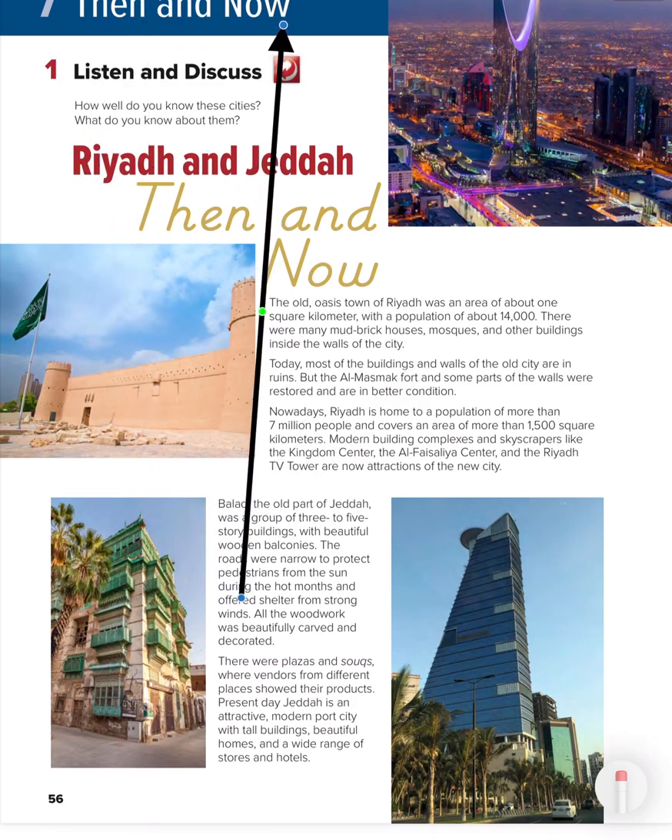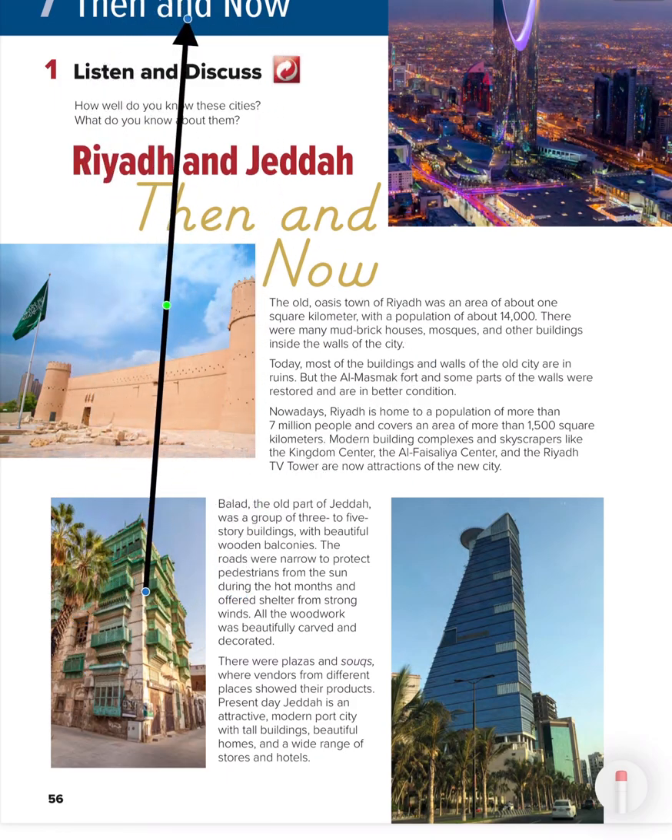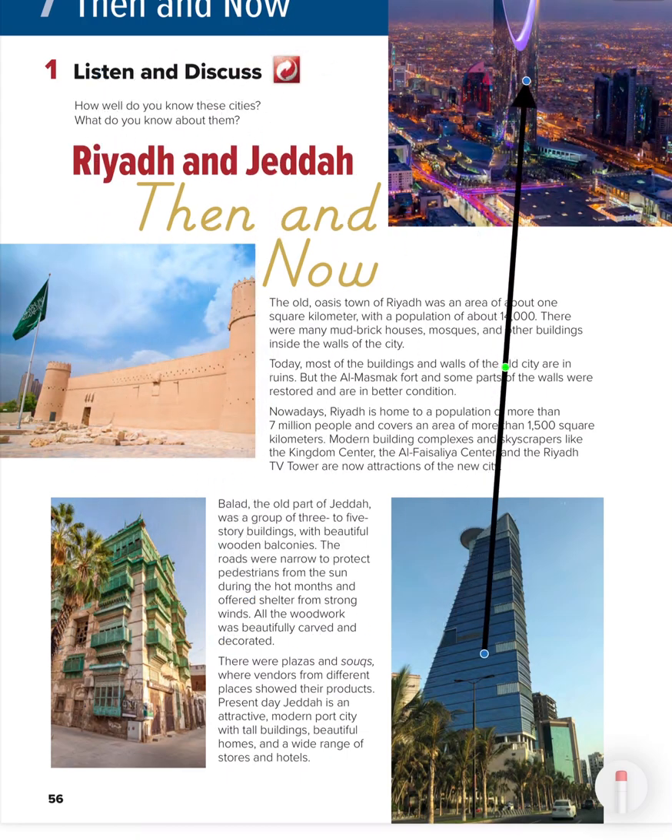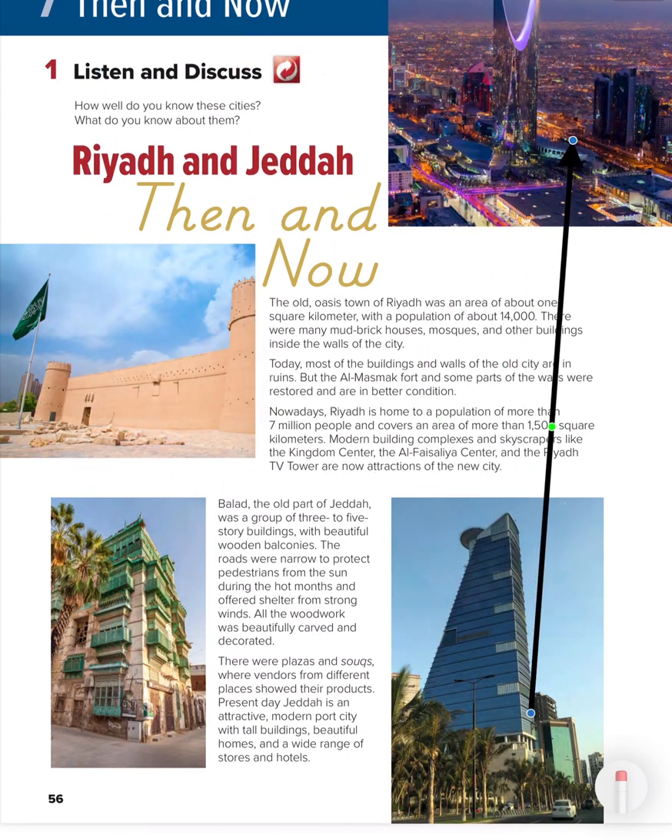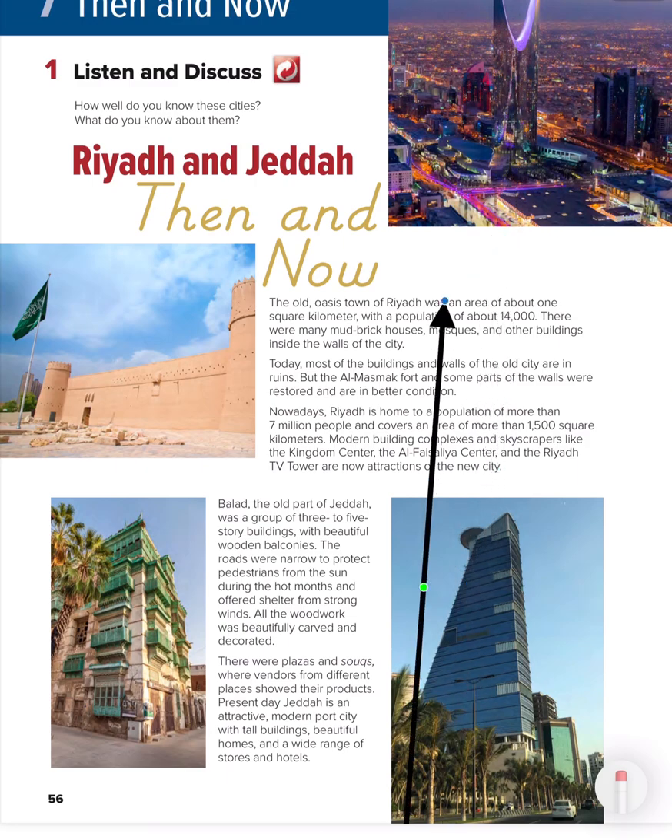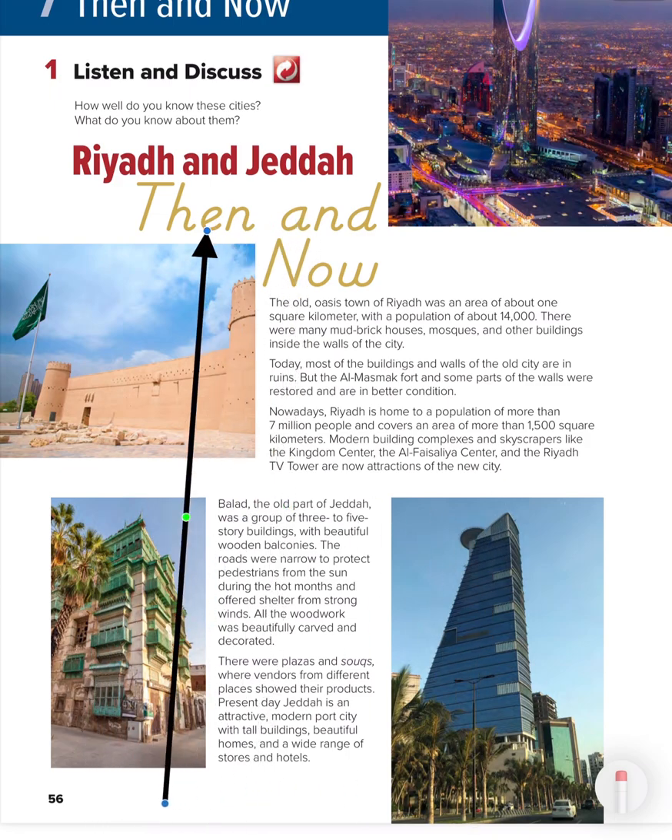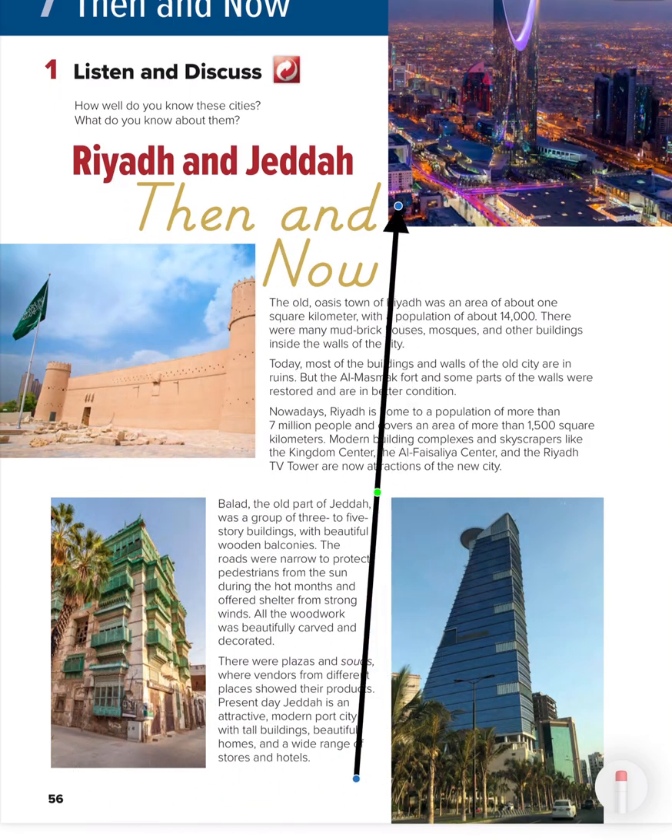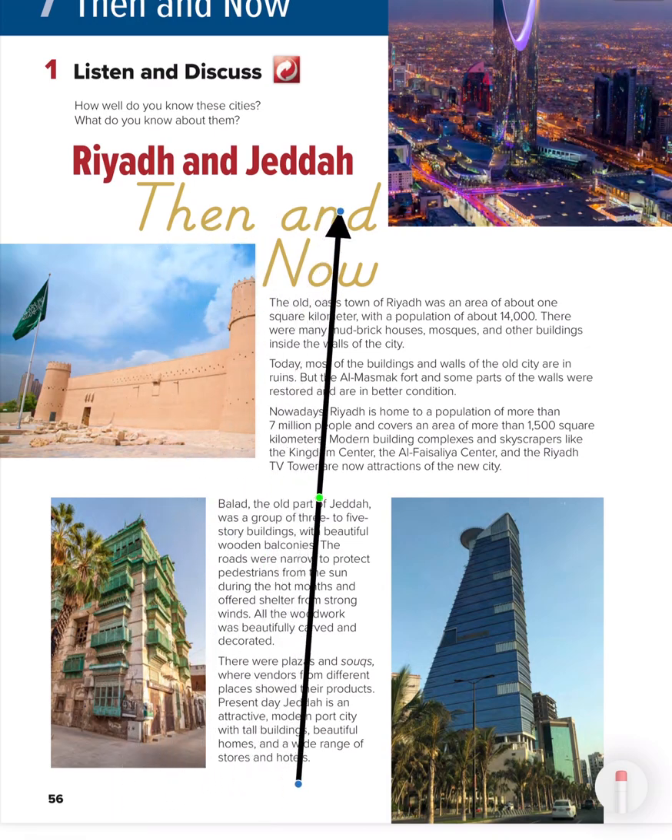Then and now. We have here then and now. Listen and discuss. What can you see here? Very good. You can see here Riyadh, the Kingdom. You can see Diriyah. As I think, this is in Jeddah. Okay, this is also in Jeddah. Then and now.